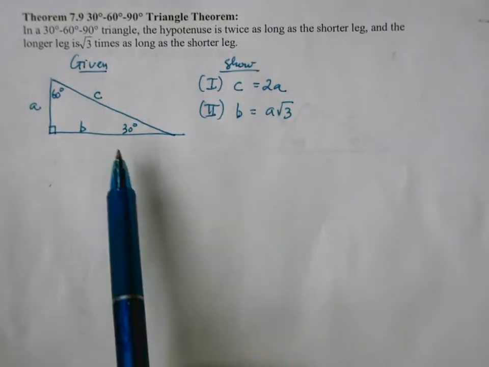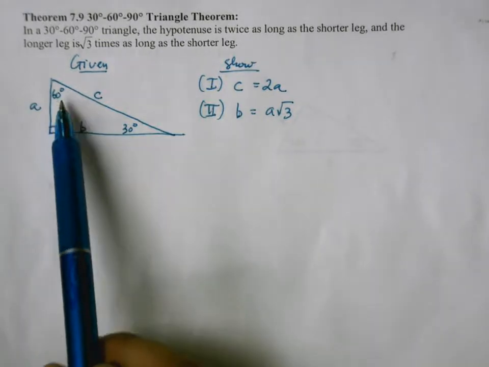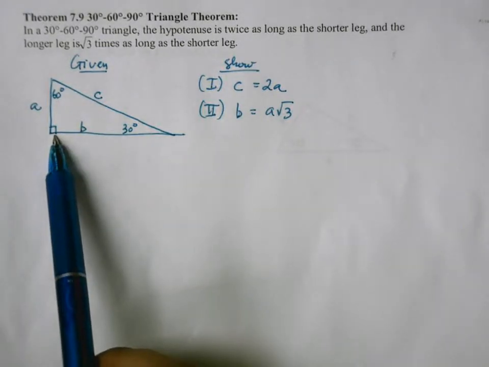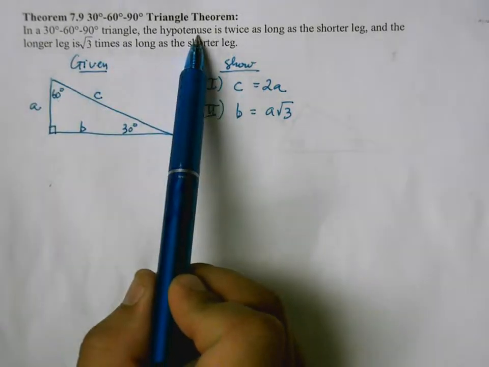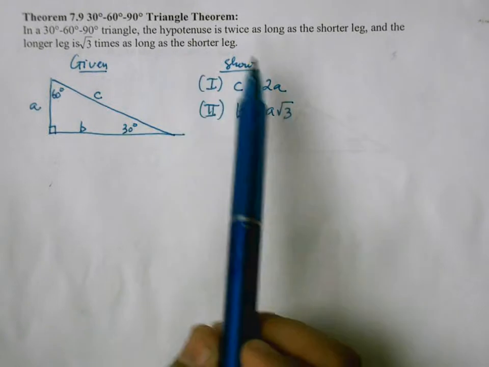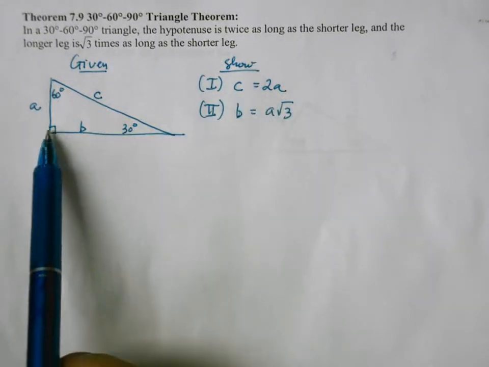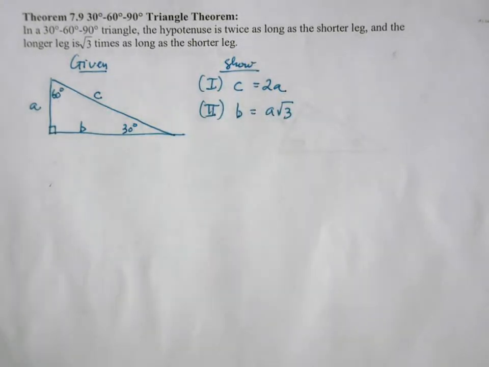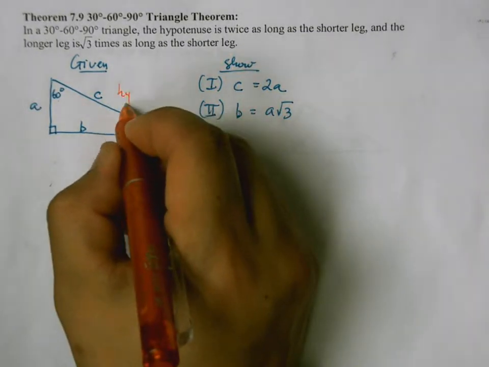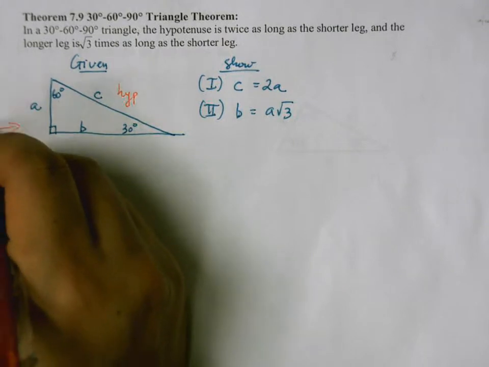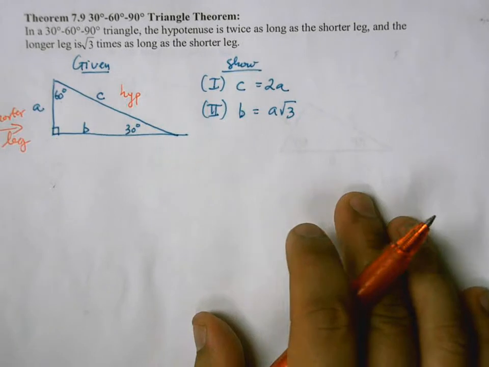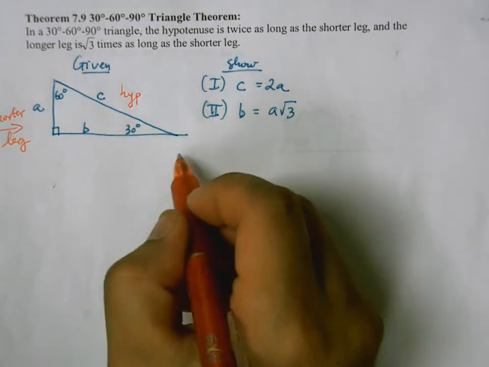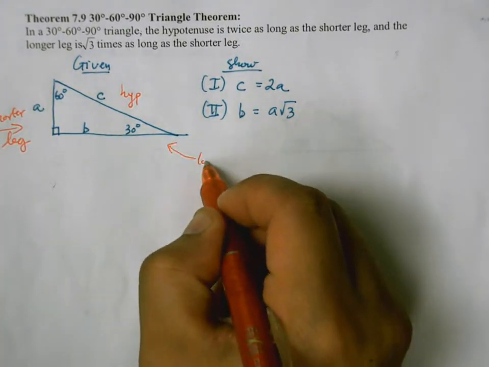It has an angle that is 30 degrees, an angle that is 60 degrees, and an angle that is 90 degrees. And what it says is that, given this triangle, the hypotenuse is twice as long as the shorter leg. So I've labeled them here. A is the shorter leg, B is the longer leg, and C is the hypotenuse.